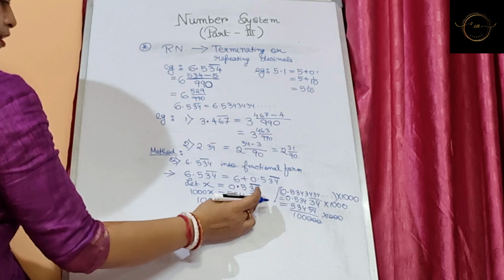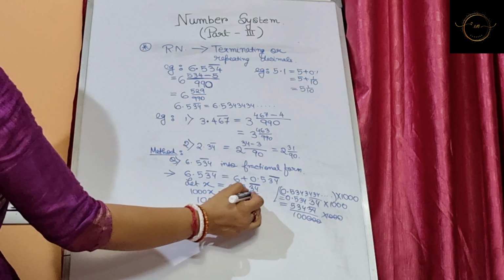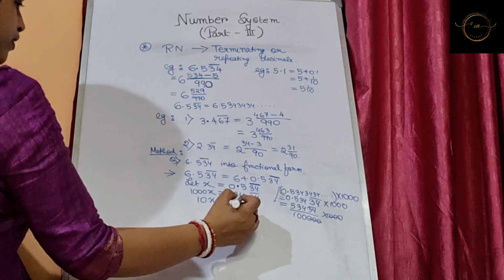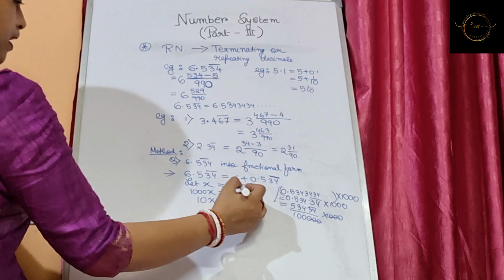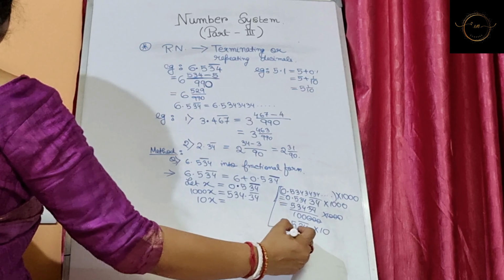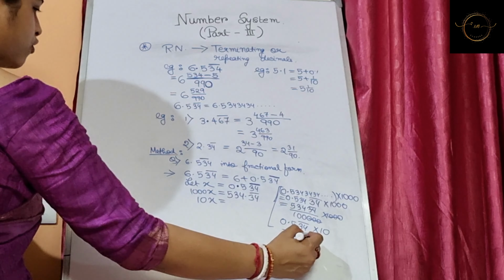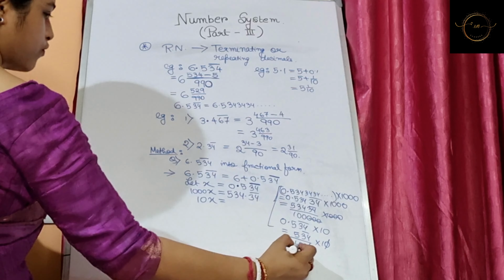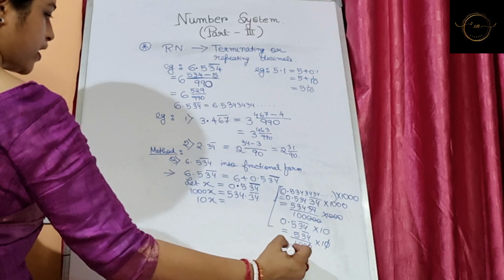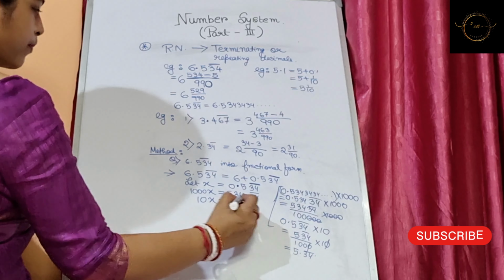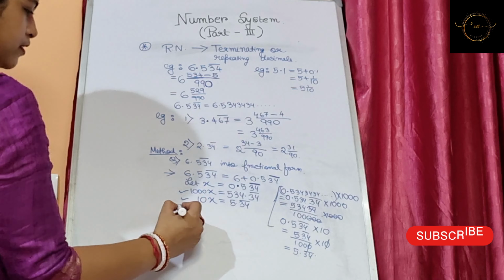Again, we are multiplying x with 10. Actually, we have to get rid of the recurring number. So somehow we have to get rid of this recurring part. So if you are multiplying the number with 10, how much will you get? 0.534 bar multiplied by 10 will be equal to 534 bar divided by 1000 into 10. 10 cancelled. So here it will be 5.34 bar.